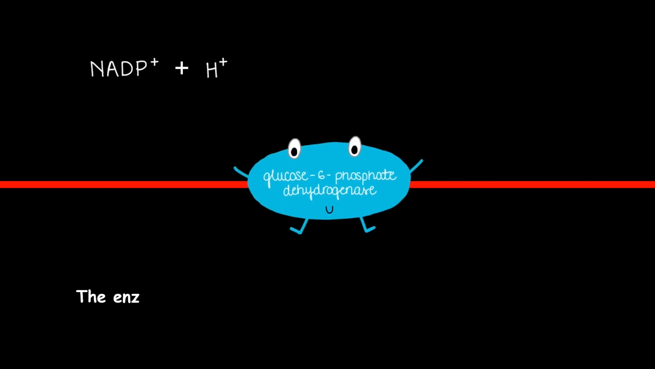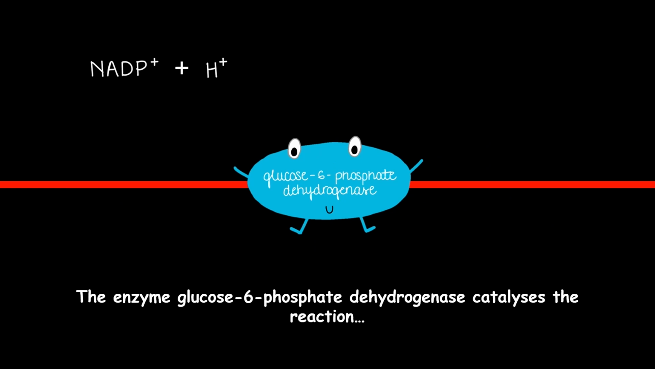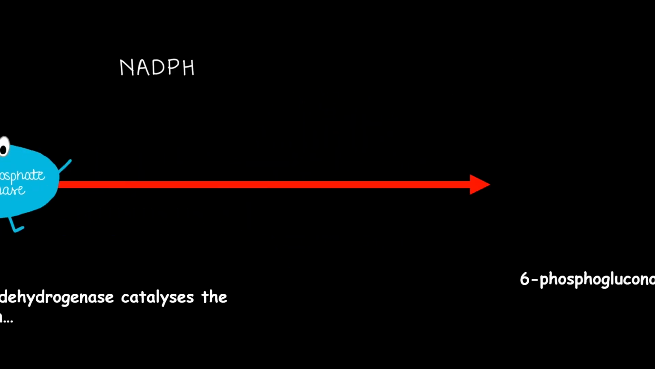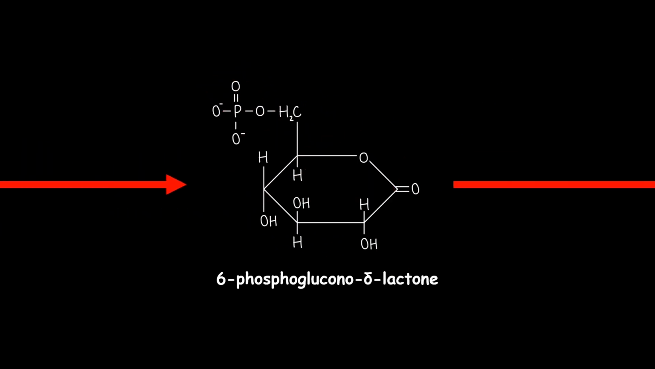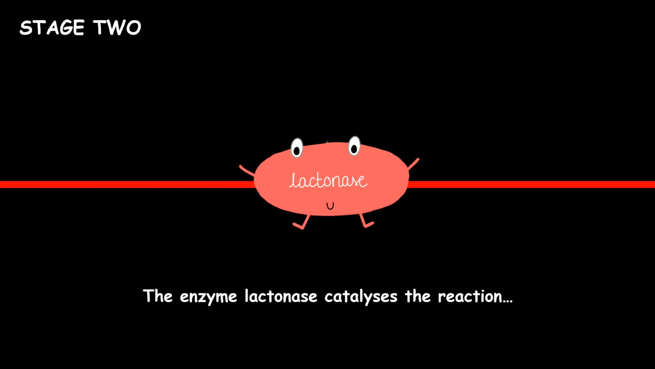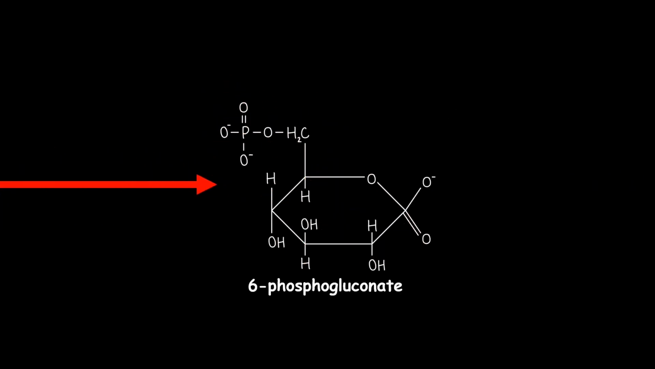Once it has entered the pentose phosphate pathway, the glucose 6-phosphate dehydrogenase enzyme catalyzes the first reaction by reducing NADP+. This goes on to form 6-phosphoglucono-delta-lactone. Stage 2. In the second irreversible stage of the oxidative phase, the enzyme lactonase hydrolyzes the 6-phosphoglucono-delta-lactone to form 6-phosphogluconate, which is a 6-carbon sugar.